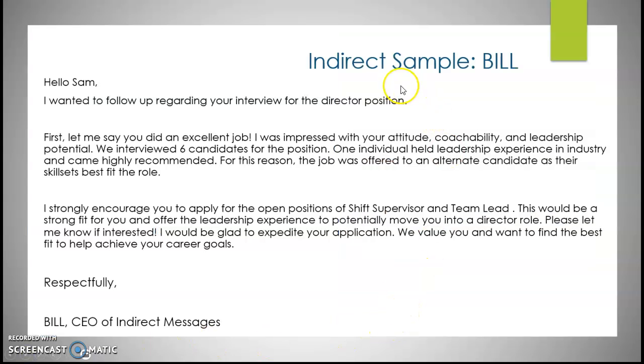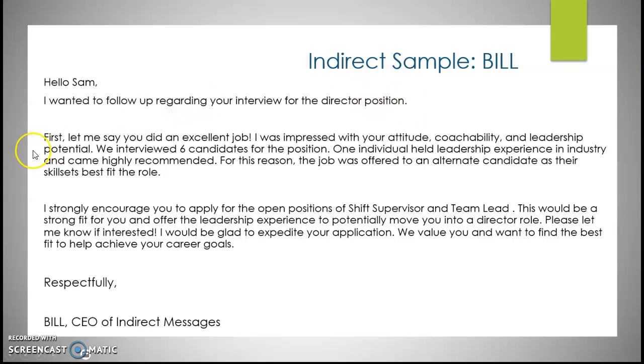Okay, so let's look at a sample. Build, big idea a little later. So we have our greeting, hello Sam. Once again, it's semi-professional, courteous, simple. Now we go to our opening line, our neutral buffer. I wanted to follow up regarding your interview for the director position. Now note, this doesn't say you got the position or you didn't. It's simply indicating the subject matter. That is why it is a neutral buffer.